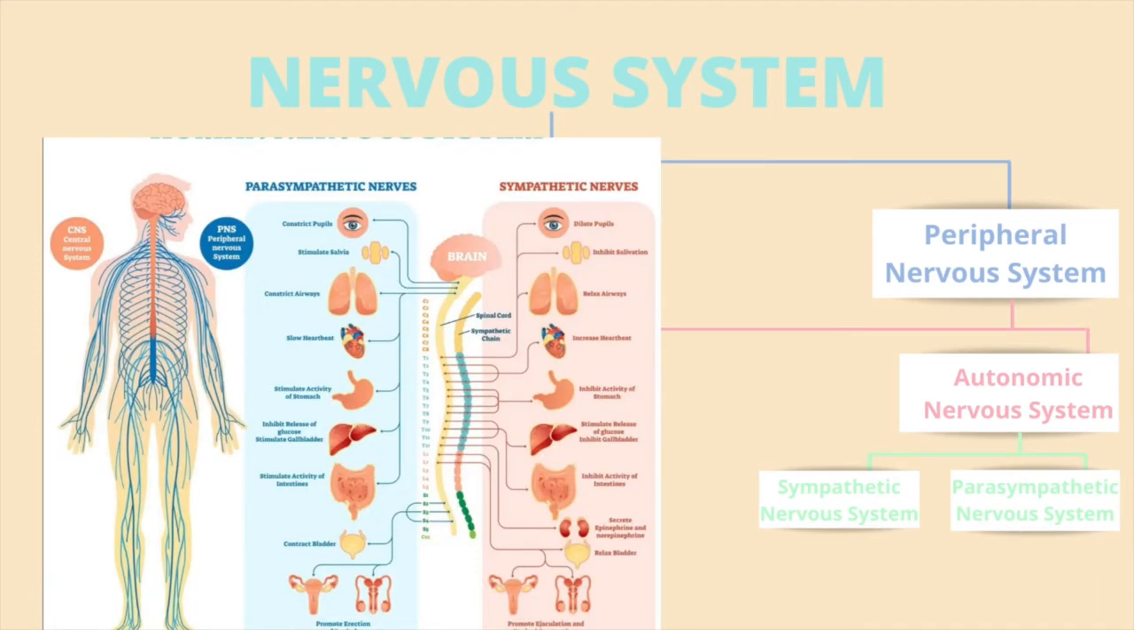Let's discuss further this parasympathetic and sympathetic. Parasympathetic nerves, of course, constrict pupils, stimulate saliva, constrict airways, slow heartbeat, stimulate activity of stomach, inhibit release of glucose, stimulate gallbladder, stimulate activity of intestines, contract bladder, and promote erection.